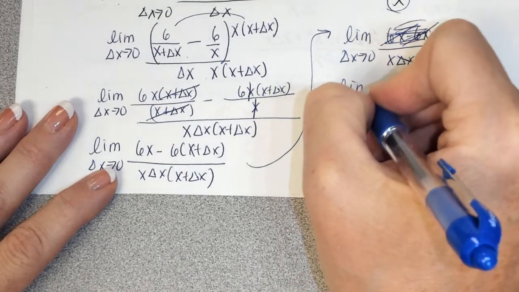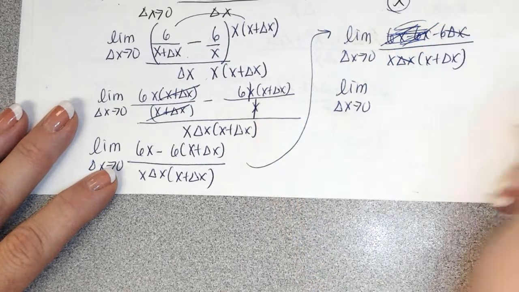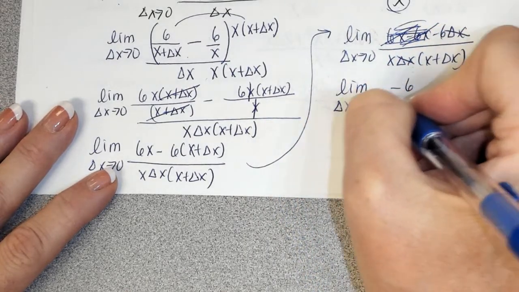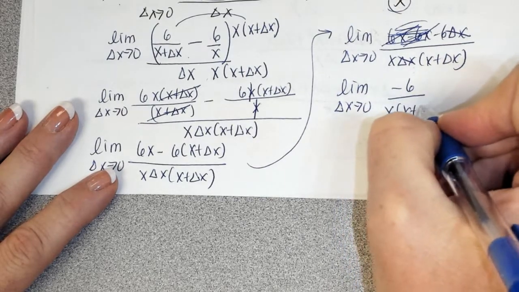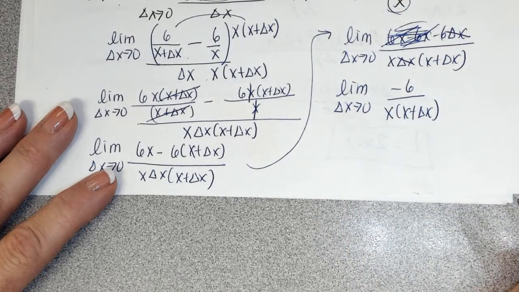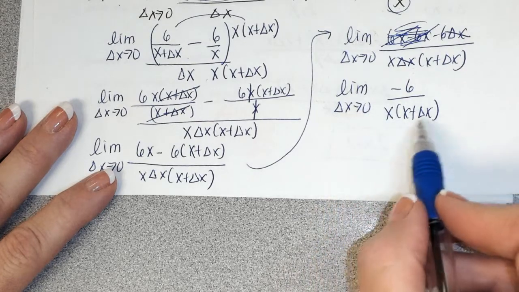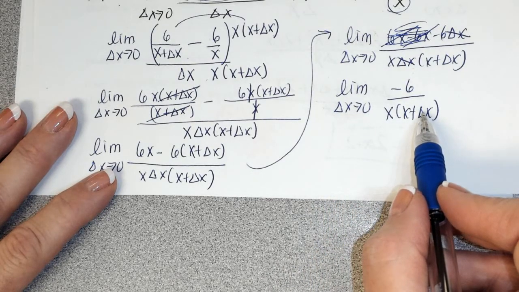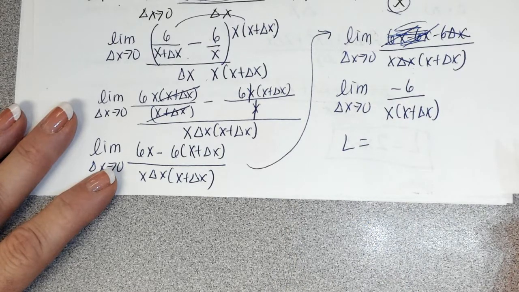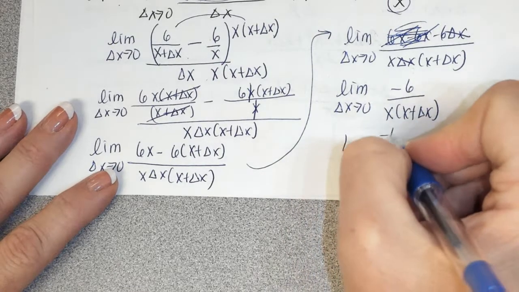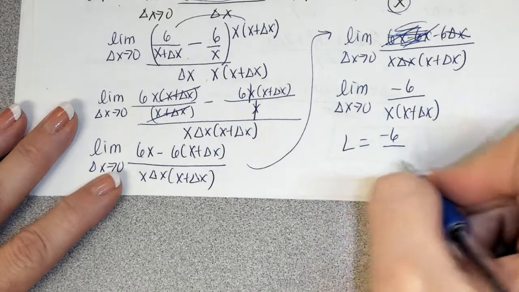So now we've got the limit as delta x approaches 0 of negative 6 over x times x plus delta x. So now I'm plugging in 0 for delta x. So what's the final answer going to be for this limit? Negative 6 over x squared.